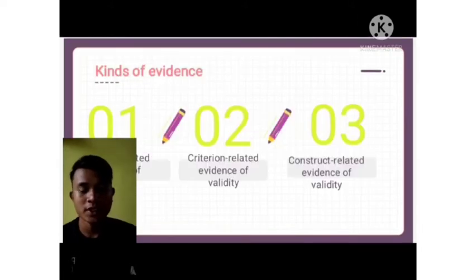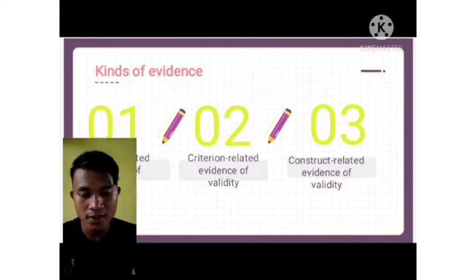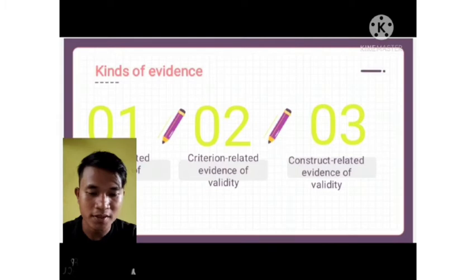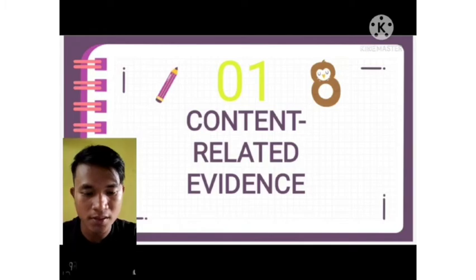So here we have three kinds of evidence. The first is content-related evidence of validity, the second is criterion-related evidence of validity, and the third is construct-related evidence of validity. The first kind of evidence is content-related evidence.